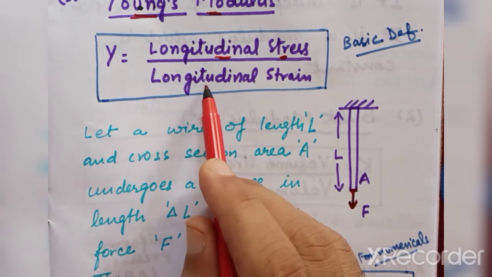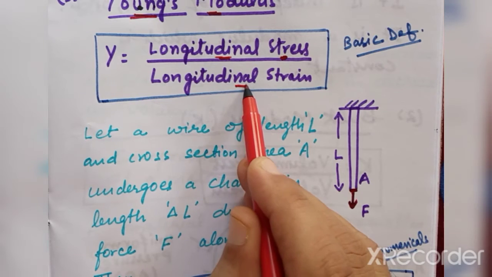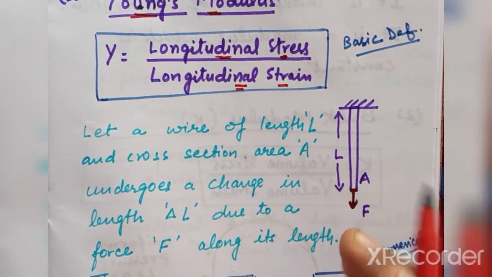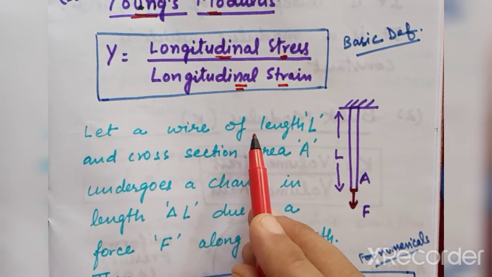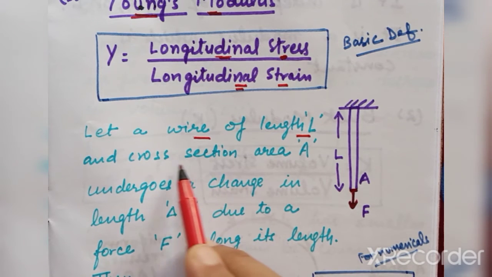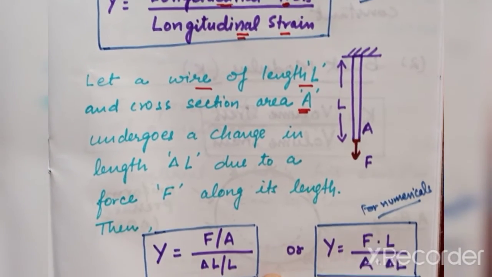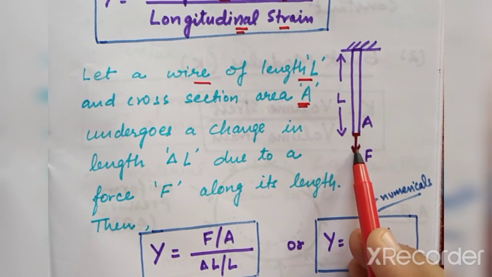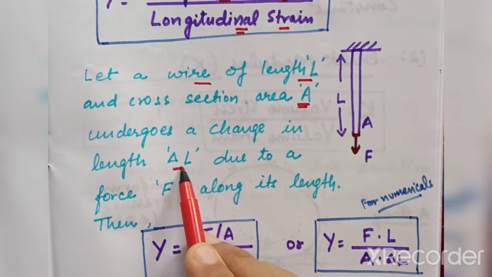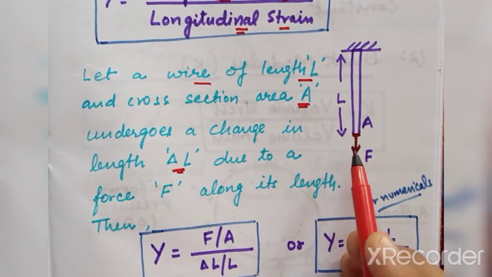Then longitudinal strain. The meaning of longitudinal strain is the strain which is produced along the length. So let us take this example of the wire of length L and of cross-sectional area A. Now when the load is applied, it undergoes a change in the length, that is delta L.